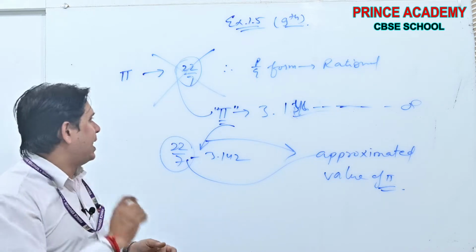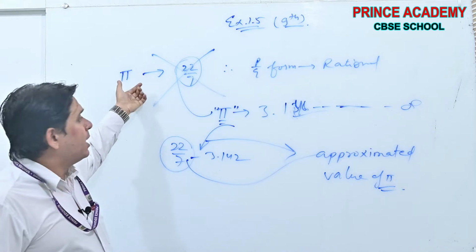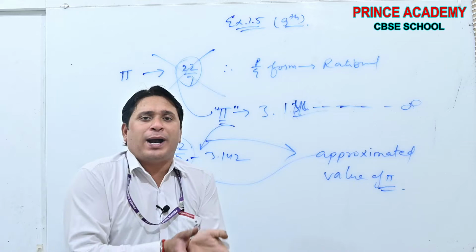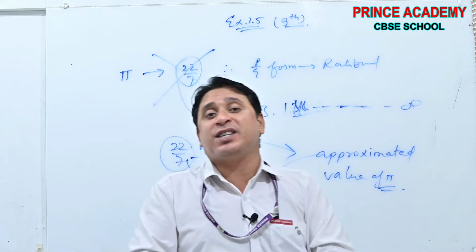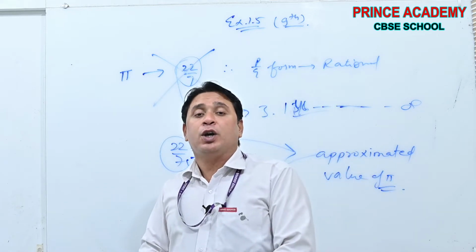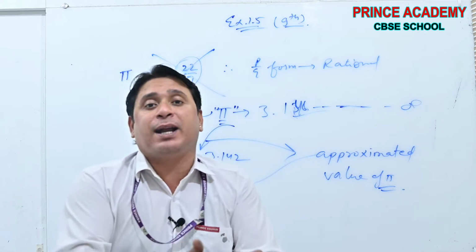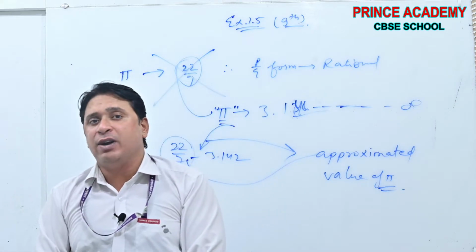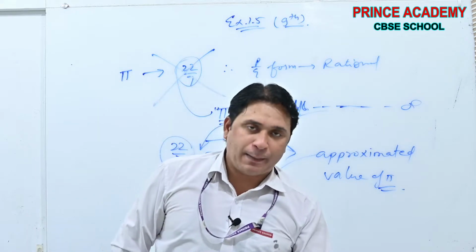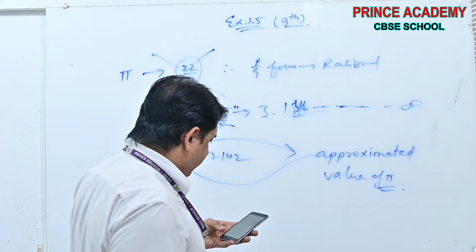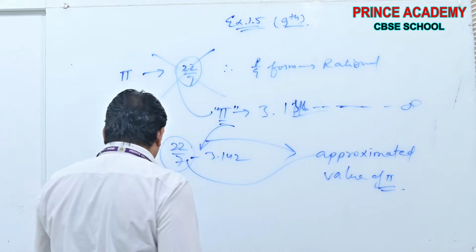But see beta, this pi has the value near about to this fraction. That's why to make the calculations easier, mathematicians use the value of pi approximately equal to 22/7 and used this. Okay beta, you should remember this case. Okay, are you getting my point? Whatever I am saying.